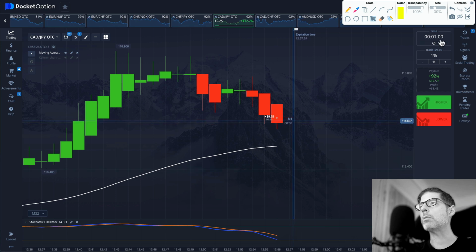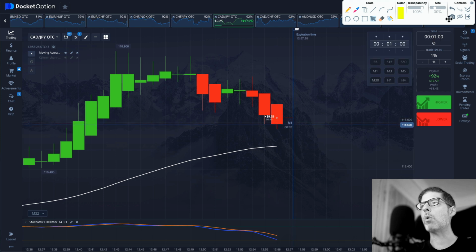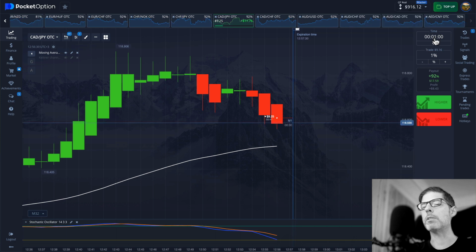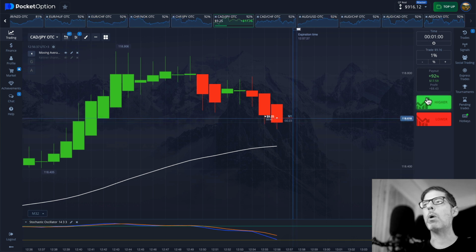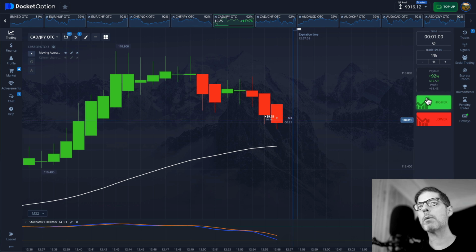And just to let you know, did I talk about the expiration? Just to let you guys know, I am using a 1 minute expiration. I use somewhere between 1 and 2 minutes on the 1 minute chart, but usually about 1 minute. 1 minute expiration for the timer and 1 minute time frame for the chart. It just makes it easy. 1 minute, 1 minute.